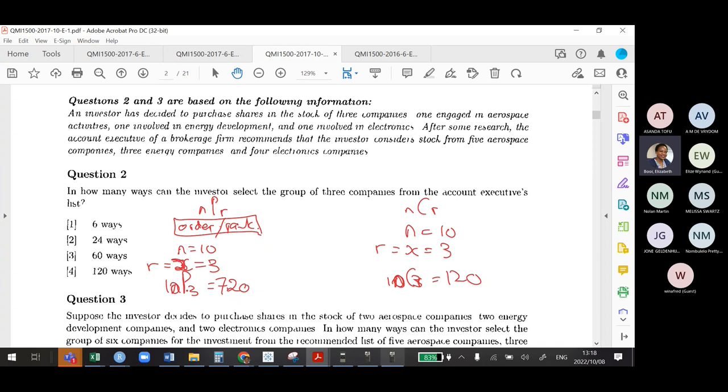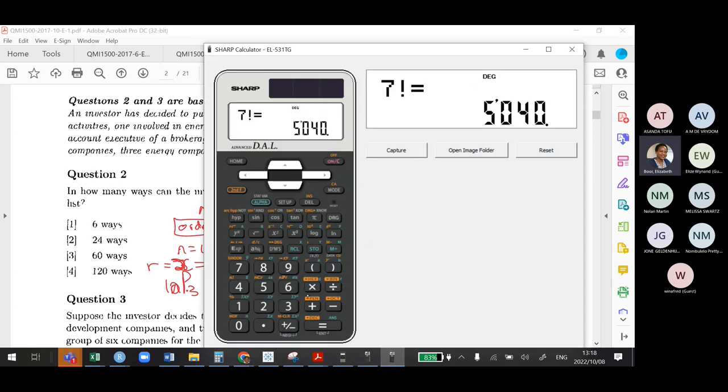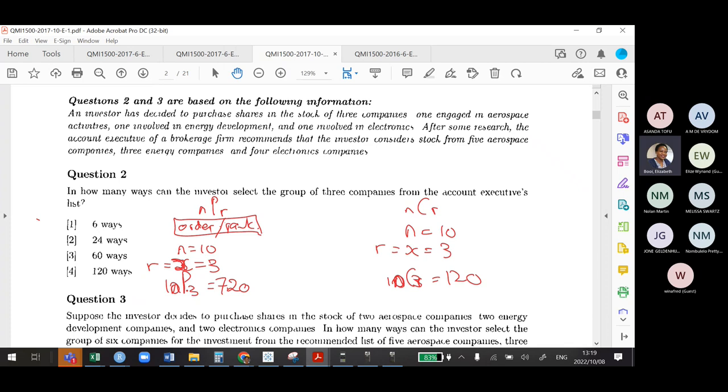Those using the Casio, and also the same on the Sharp, sorry, those who are using a Sharp, it is written in orange. The nCr is on button number 5, nPr is on button number 6. Let's do the nPr first. 10, second function, 6, 3, equal. You can see that it's 720. nCr will give us 10, second function, 5, 3, equal, and it's 120.